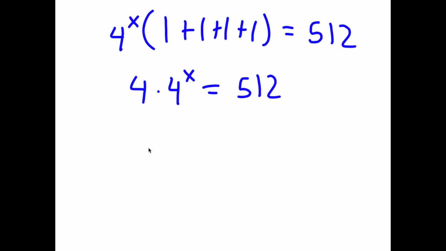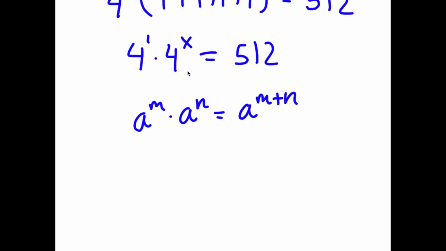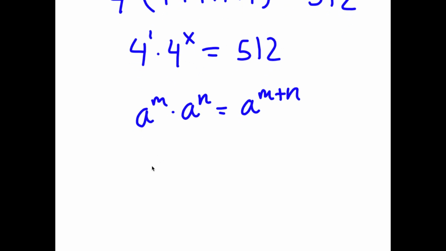Now, if I have something in the form a to the power of m times a to the power of n, this is equal to a to the power of m plus n. So 4 times 4 to the power of x, well 4 is the same thing as 4 to the power of 1. So 4 to the power of 1 times 4 to the power of x is going to equal 4 to the power of x plus 1, and this is equal to 512.